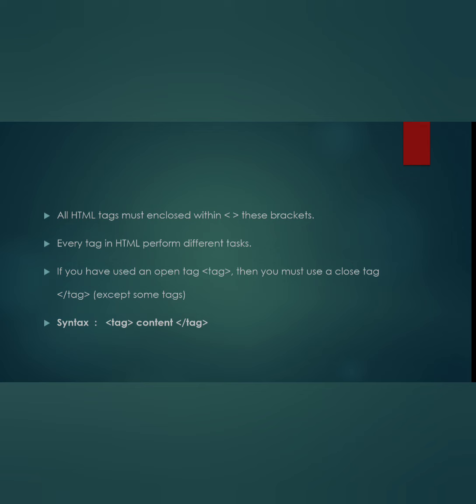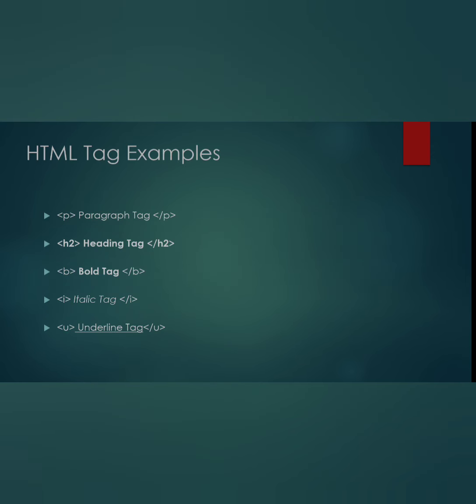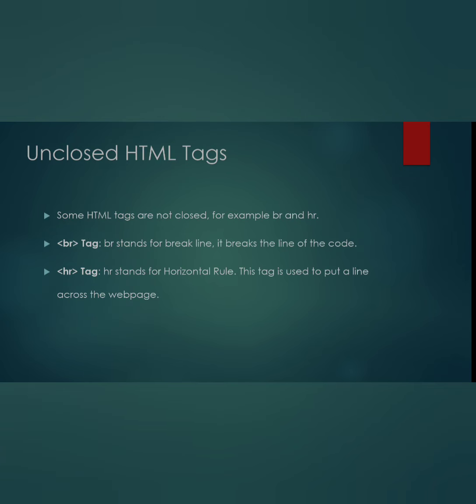Bold. For bold we have to use B. For italic we are going to use I. For underline we are going to use U. Like this we have some tags. At the end of the content we have to close the tag. HTML tag examples: P, the paragraph tag. Heading: we have 6 levels, H1, H2, H3, H4, H5, H6. Next, the bold tag, italic tag and underline tag.